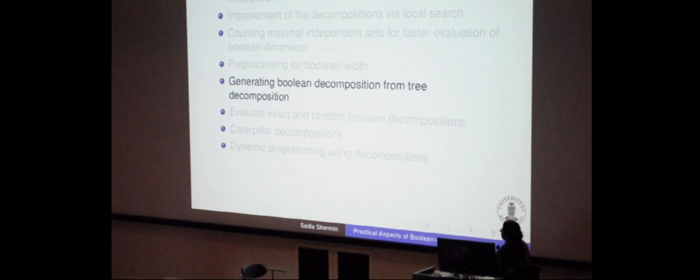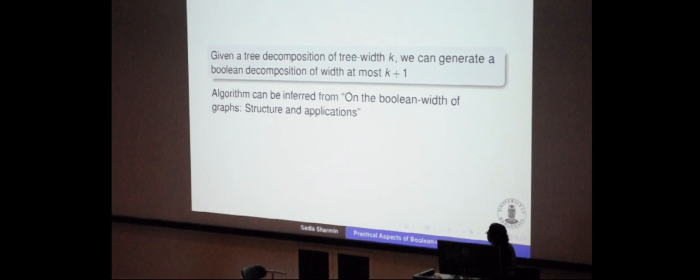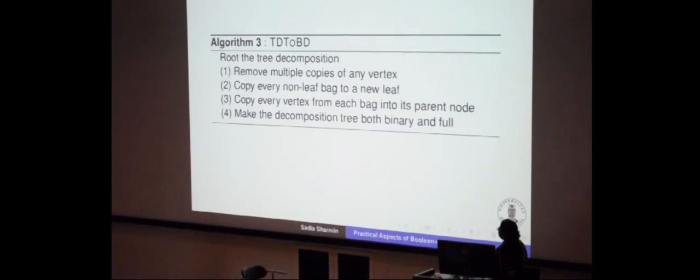Then we tried another approach to generate Boolean decomposition from 3D decomposition. And it's not from Boolean decomposition, but regressive decomposition of primitive. We can generate the Boolean decomposition of primitive. So what we do, we actually take a graph and generate a 3D decomposition using the minimum degree heuristic, finding the elimination ordering and triangulation, and then find the 3D decomposition. And given the 3D decomposition, we do several steps to transform the 3D decomposition to Boolean decomposition.